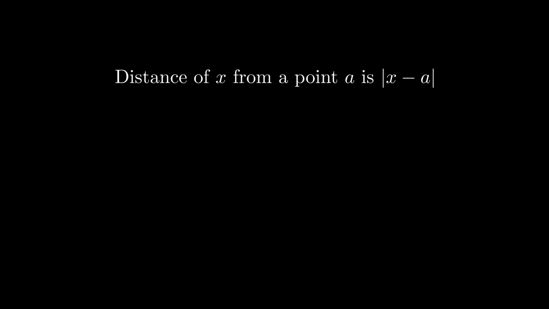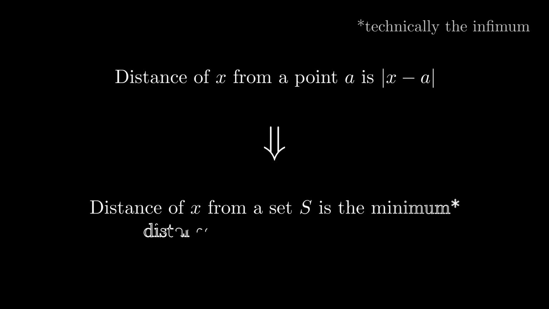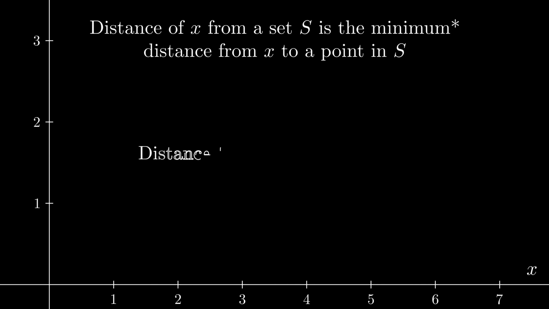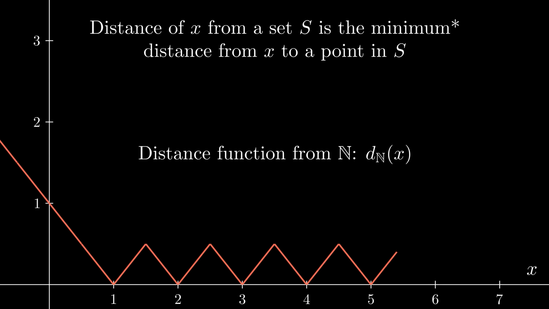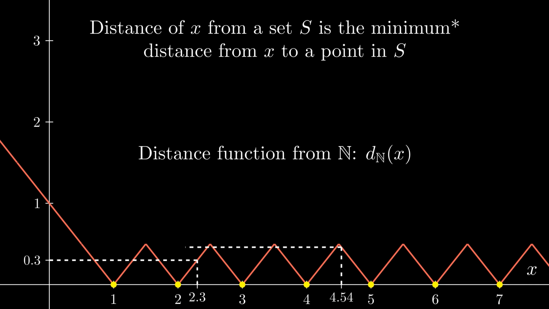Similarly, we could say that the distance of x from a point A is the absolute value of x minus a. Using this, we will define the distance of a point x to a set S as the minimum distance of x to a point in S. Here we've plotted the distance function of the natural numbers. We can see that 2.3 is 0.3 away from the nearest natural number 2, and 4.54 is 0.46 away from its nearest natural number 5.